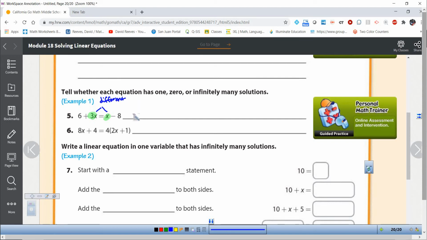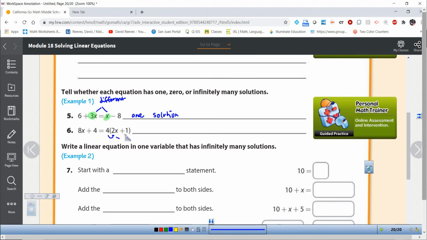all right, if the variable terms are different, that means it has one solution. Okay, obviously it cannot have infinitely many solutions because those sides are clearly different. All right, and it's not going to ever have no solution unless those variable terms are the same and the other are different. So this one has one solution. All right, we could go through and solve it and find what that solution is, but they didn't tell us to do that, so I'm not going to.